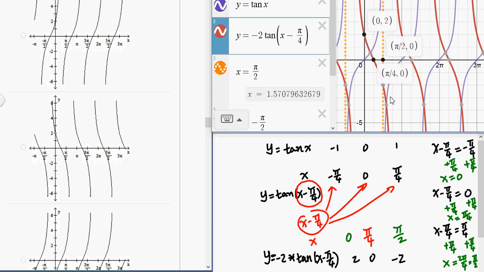Okay, all right. So once we figure out this picture, we know that behind tangent, x minus pi over 4 is a shift of pi over 4 units to the right. Negative 2 flips the original picture, and it makes the graph slimmer. Previously it was a little bit wide, now it goes slimmer. Okay, all right, that's basically the lecture for this part.